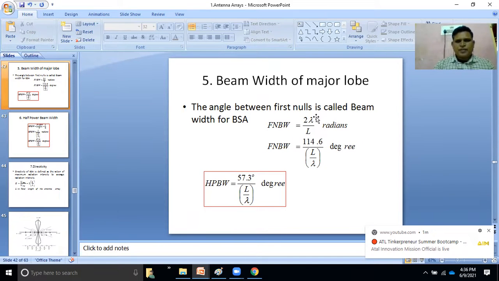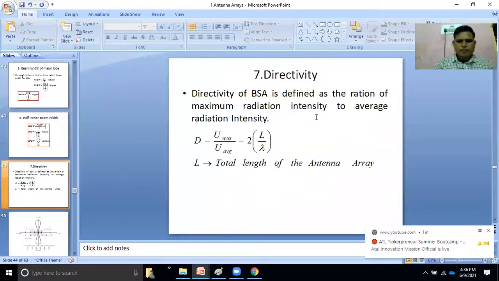What is λ? λ is the wavelength. What is L? L is the length of the antenna. Similarly, directivity also. For the broadside array, the directivity is U maximum by U average, which is equal to 2 times L by λ. We already solved these equations in the earlier case, that's why I am directly writing here.